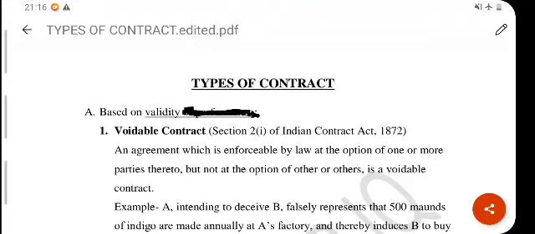Contracts can be divided on the basis of validity and on the basis of performance. On the basis of validity, we can divide contracts into 5 types: voidable contracts, void agreement, unenforceable contracts, valid contracts and illegal contracts. And on the basis of performance, we can divide them into 6 types: executed contracts, executory contracts, unilateral contracts, bilateral contracts, express contracts and implied contracts.